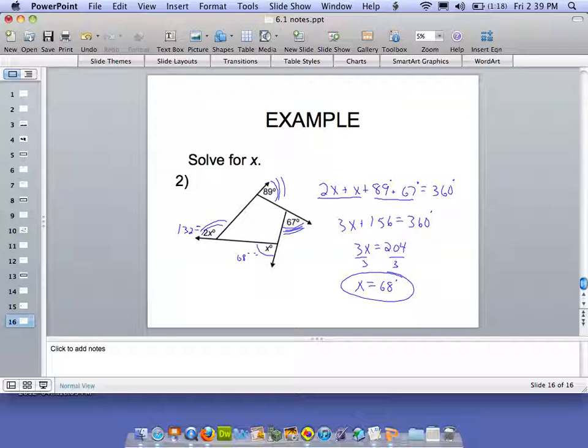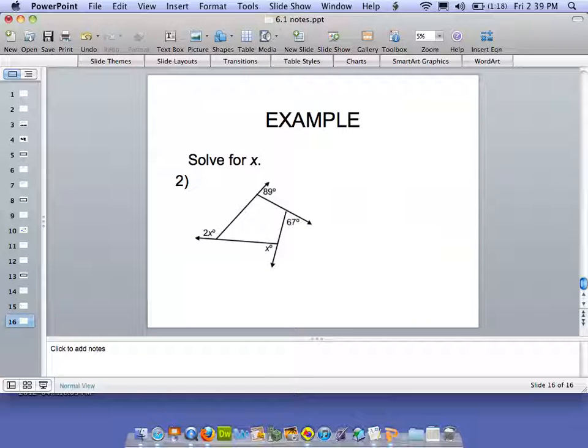132. And you can check that by making sure that those all add up to 360. Okay, that is our Chapter 6, first section.